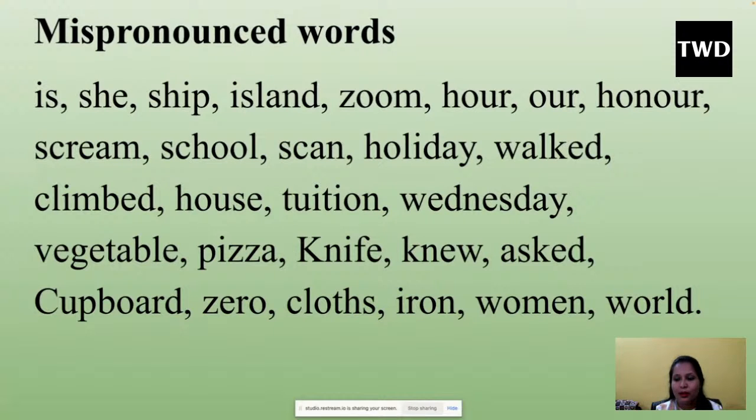Last word. I have not covered all the words here since I cannot cover all the words. But if you feel there are some words which are going wrong in your speaking, just go to Google and check out the pronunciation. Here, the word world. Some people pronounce it as 'world' with an R sound. It is not that. Here, R is silent and it is world.